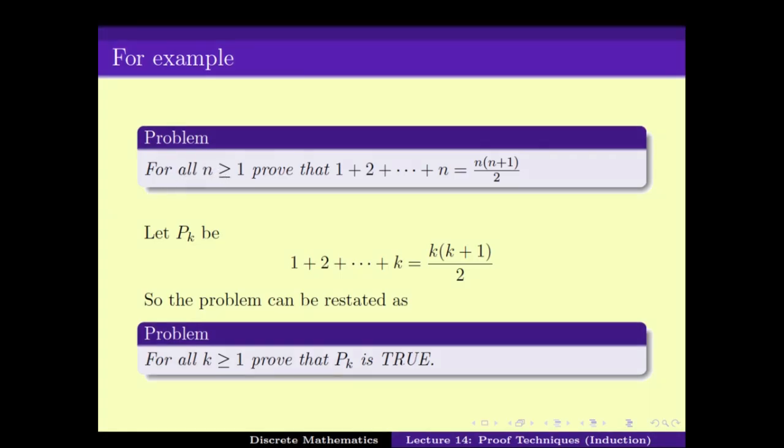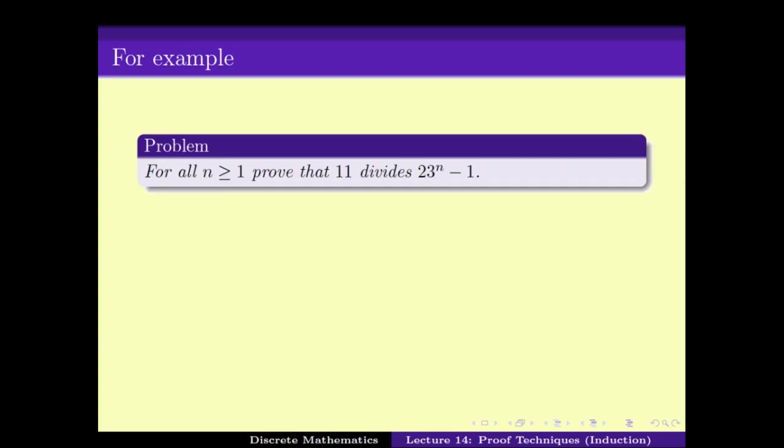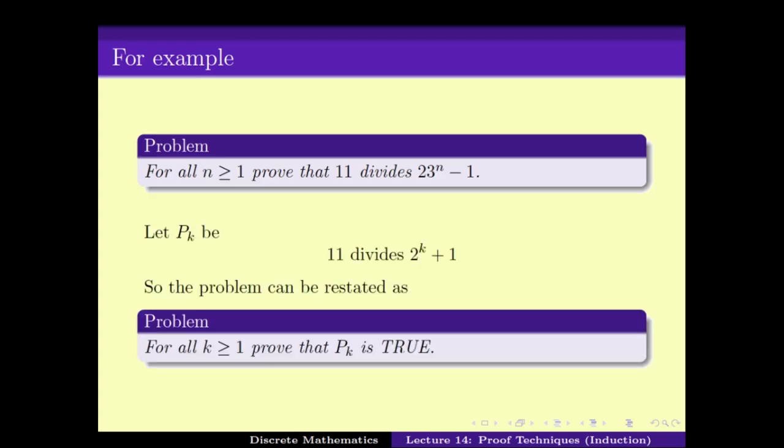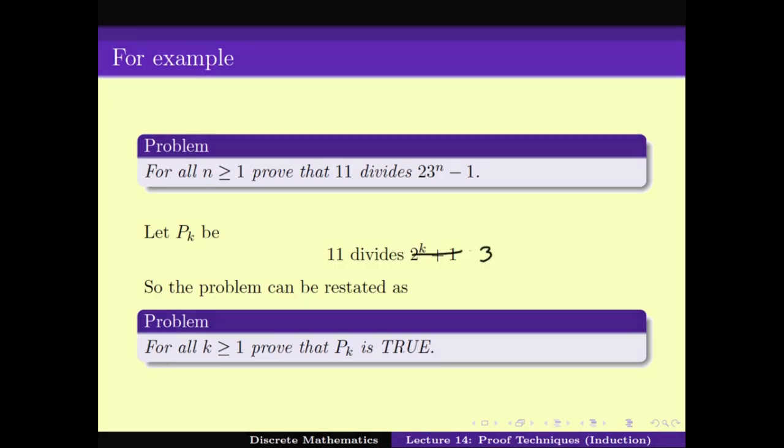Let's look at a second example. Say for all n greater than or equal to 1, prove that 11 divides 23n minus 1. Now, can you guess what the Pi's are? So let's define it by again using n as the parameter. So in other words, Pk is 11 divides 23k minus 1. Sorry, again I made a mistake here. So, 11 divides 23k plus 1. So, the problem can be restated as for all k, prove that Pk is true. So, again, I broke this original problem into infinitely many problems, each parameterized by an integer, namely here k.